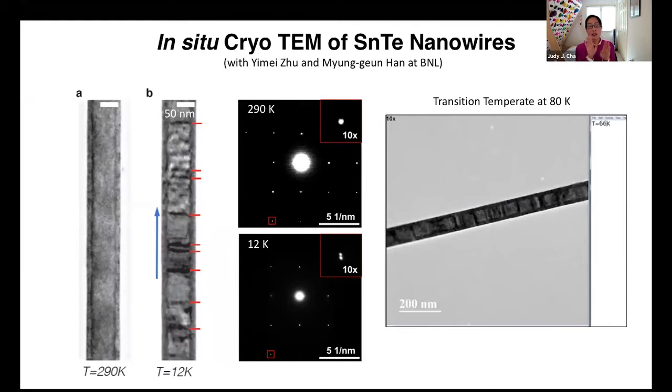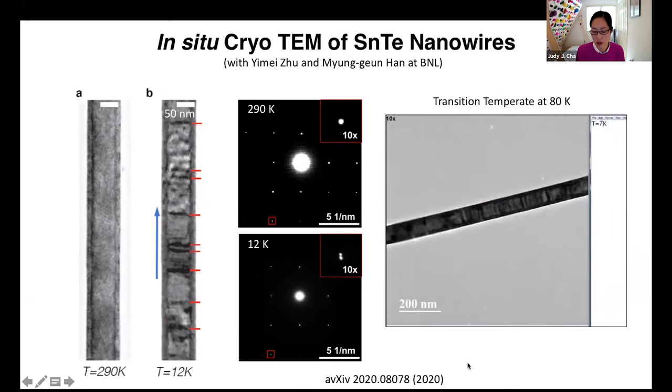And so we think that this indicates the structural transition, which is associated with the ferroelectric properties. And here I'm going to play an in situ movie where we were tracking this wire as we were warming it up. And you can see all these dark bands suddenly disappearing at 80 Kelvin, really indicating a phase transition. Okay, so right at 80 Kelvin, you see all these bands disappear.